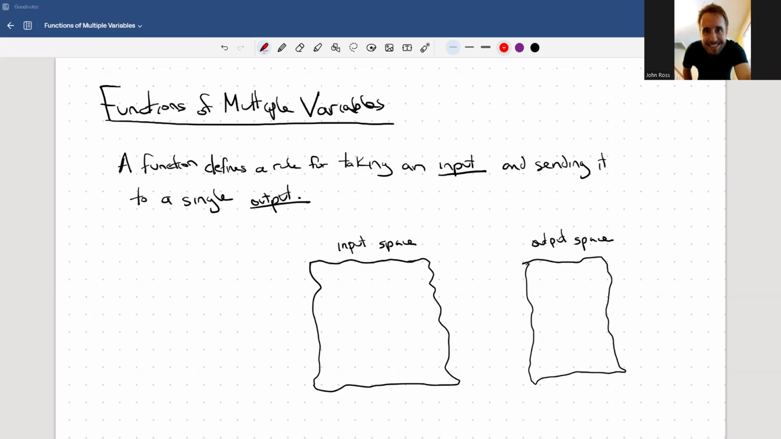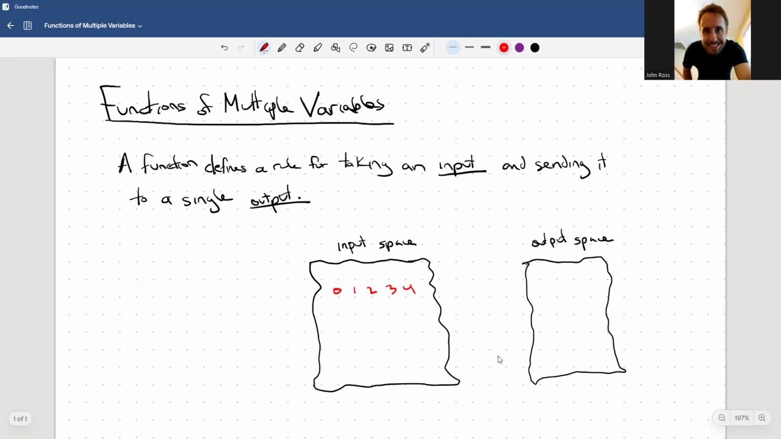A function, simply put, is a rule for taking an input and sending it to a single output. And so typically a function has a rule for many different inputs, and it keeps track of them, sending them each to a single output. In a very abstract setting, I could imagine an input space, and these could be things like real numbers, 0, 1, 2, 3, 4, and so on. These could also be even more abstract objects, though we won't really consider those right now.